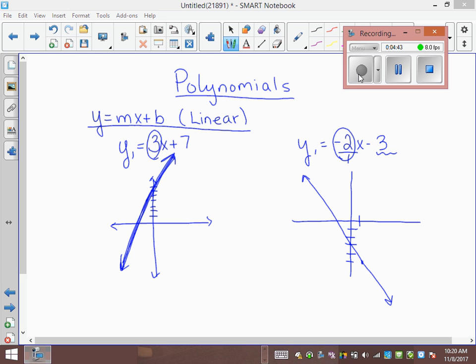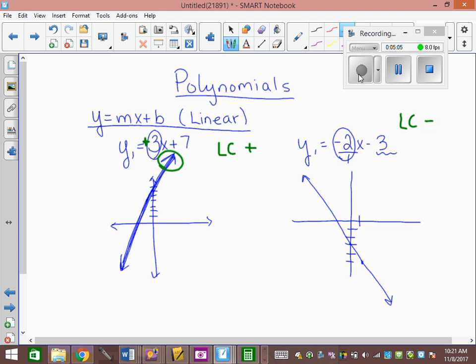Okay, so your leading coefficient tells you how it ends on the right. The leading coefficient is the number that leads the largest exponent. So in this case, the leading coefficient is +3, is it not? So our leading coefficient is positive. If it's positive, it ends up on the right. What about this leading coefficient? It's negative, and it ends down on the right.